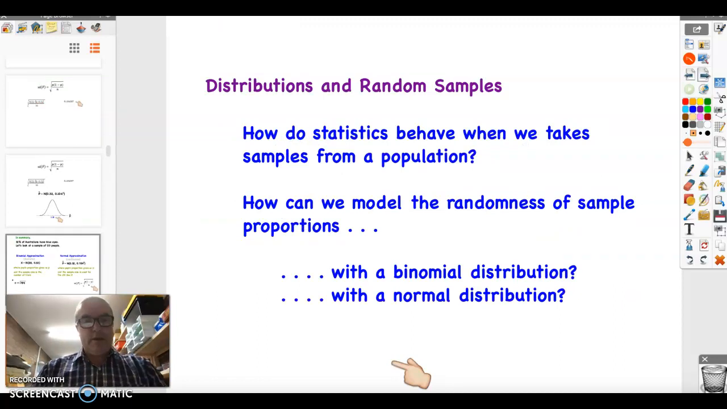So in this lesson, we've seen how statistics behave when we take samples from a population. There's a lot of variation, but at the same time there's an expected value. With the variation or the randomness, we've used two distributions to model that randomness. Firstly, the binomial distribution, and we've also used a normal distribution.